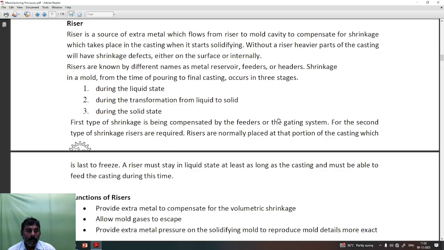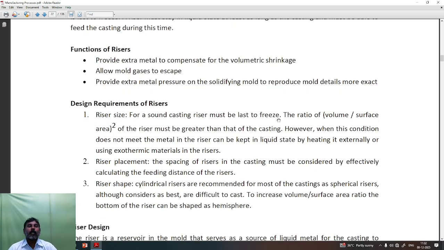Riser. So functions of risers: provide extra metal to compensate for the volumetric shrinkage, allow mold gases to escape, provide extra metal pressure on the solidifying metal to reproduce mold detail. Design requirement of riser: for a sound casting, the riser must be last to freeze. The ratio of volume to surface area of the riser must be greater than that of the casting. However, when this condition is not met, the metal in the riser can be kept in liquid state by heating externally or using exothermic materials in the riser.